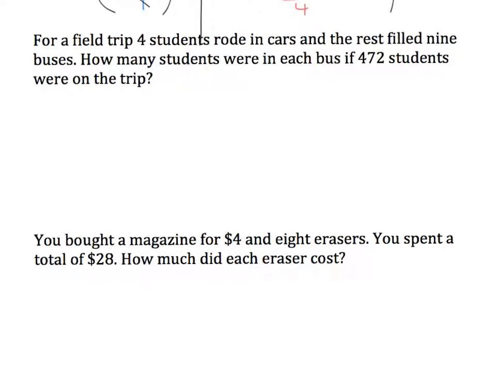Let's take a look at the next example. For a field trip, 4 students rode in cars and the rest filled 9 buses. How many students were in each bus if 472 students were on the trip? So 472 students were on the trip, 4 students rode in cars, and the rest filled 9 buses. The amount of students in each bus is what we don't know, so that's what we're going to assign our variable to. Let's call B our variable, and that will represent the number of students per bus.